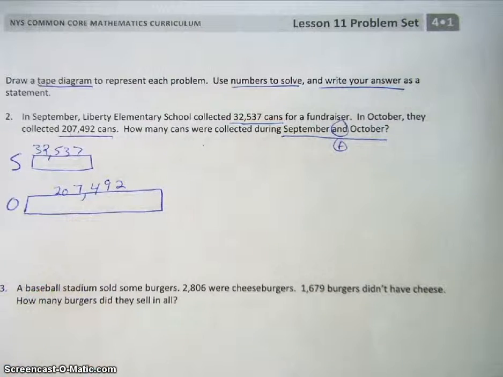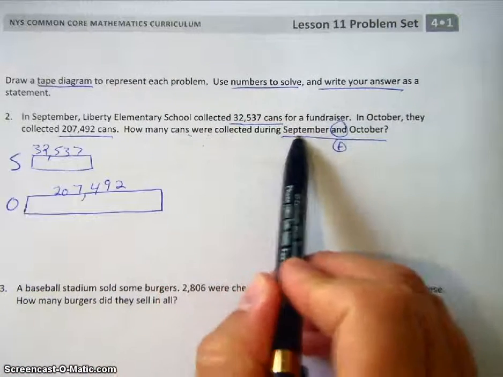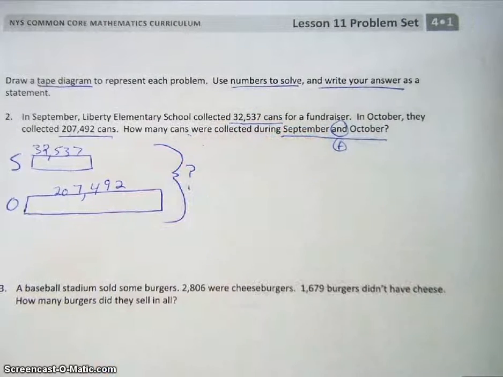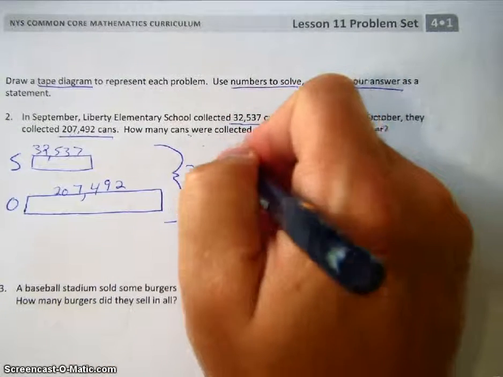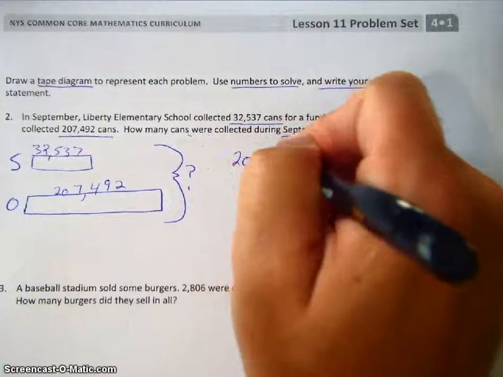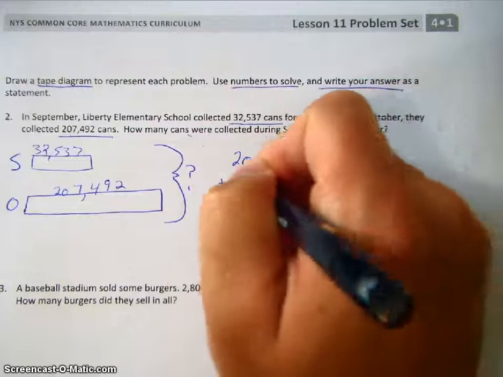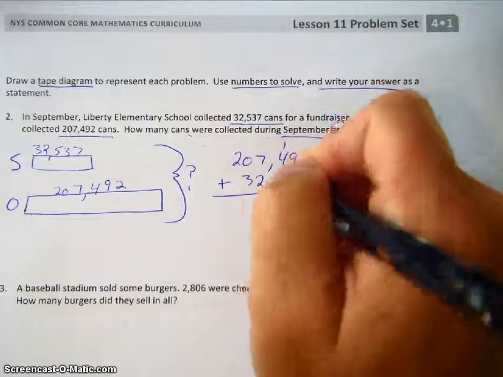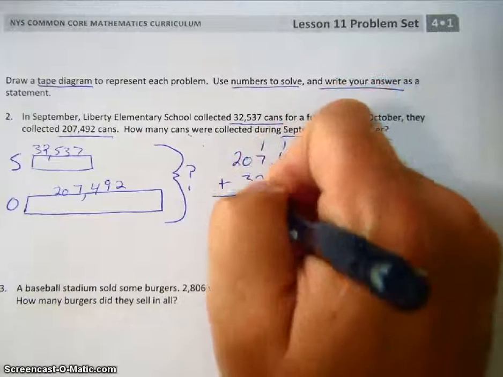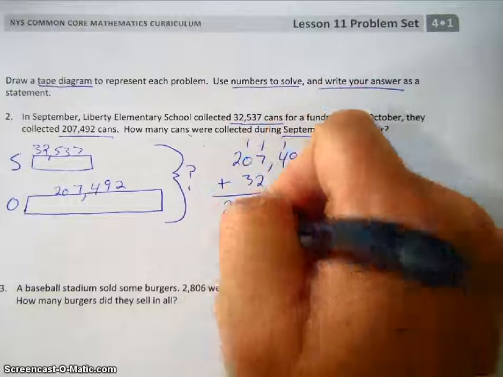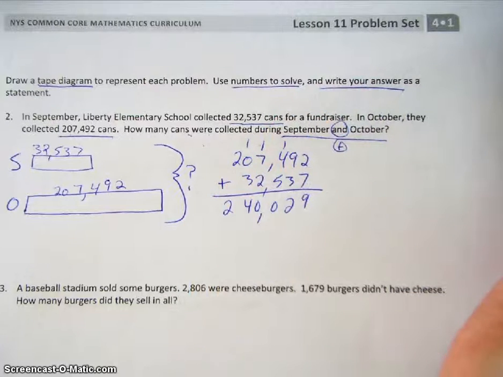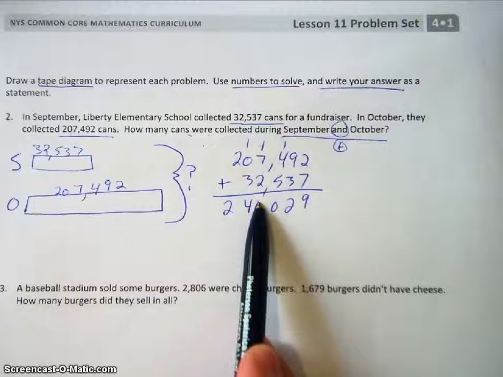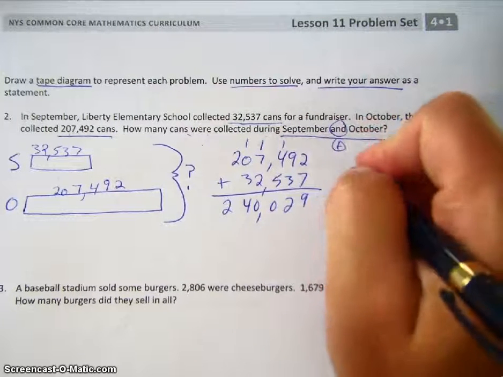Okay. Now our unknown here is how much is collected during both months. So what we're going to try to do is we're going to solve for both of those combined. So now again we can just add them up. Okay, and we get 240,029. So we have our tape diagram, we have our solution, now we're going to put it as an answer statement.